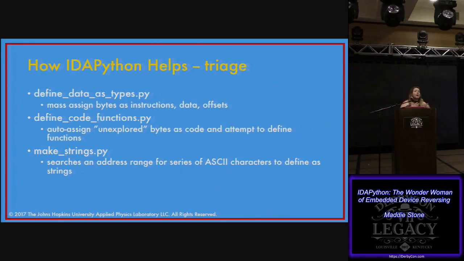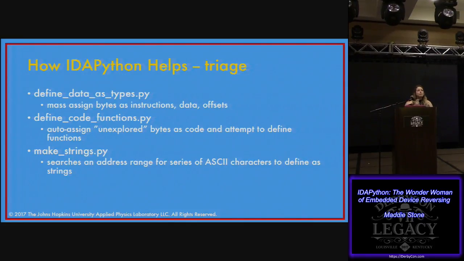to go through and just be like, hey, I know this area within my image is wrong. Let's just see what happens if I try and define it all as functions and code. And so this one does use processor-specific regular expressions to say, this is the prologue I'm looking for, this is the epilogue I'm looking for, to do a little bit smarter, and so that you don't just get everything forced as such. And the last one is make strings.